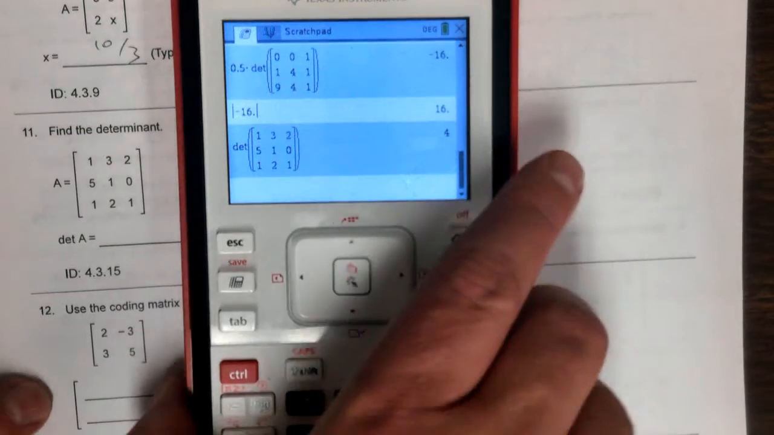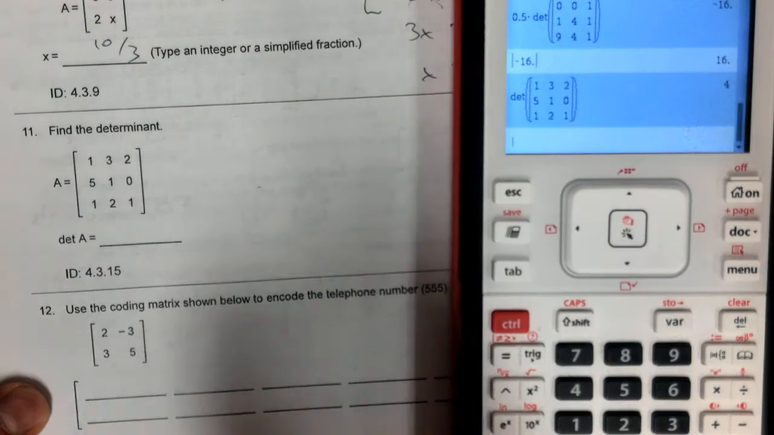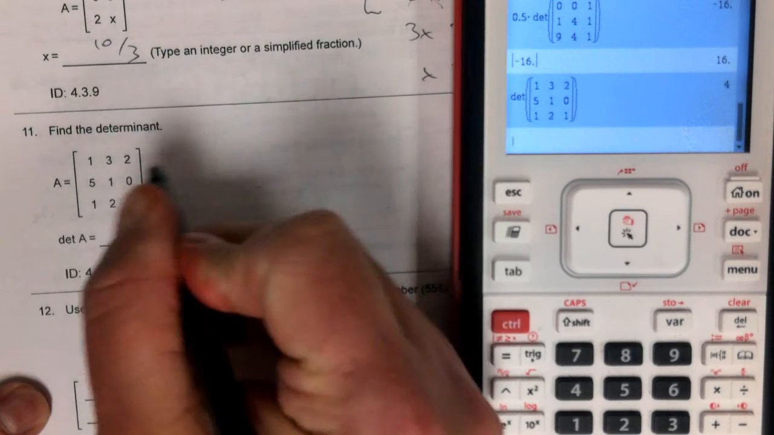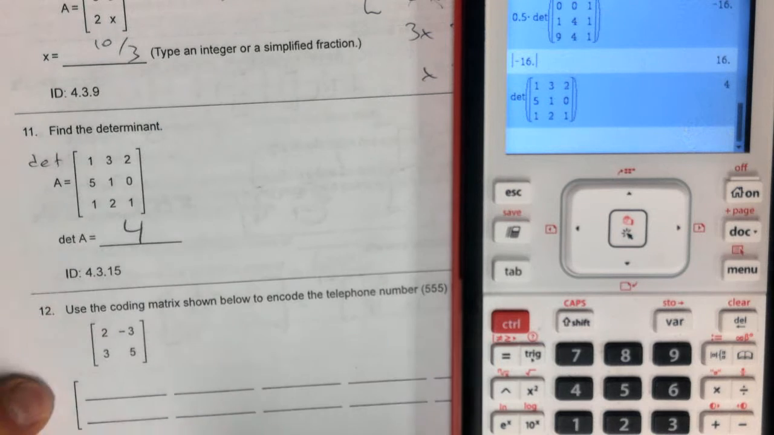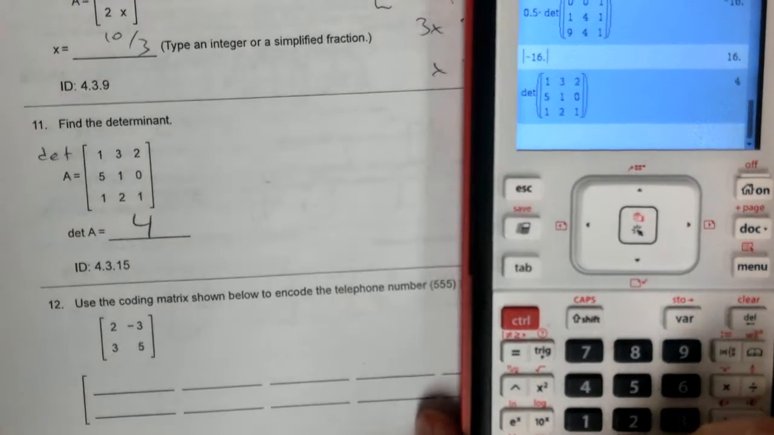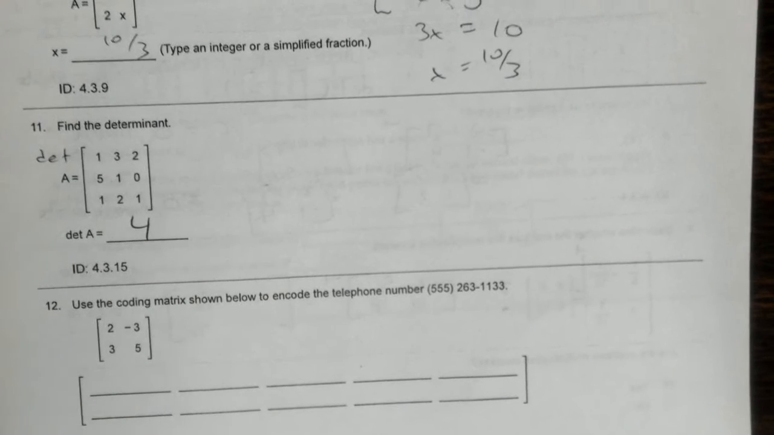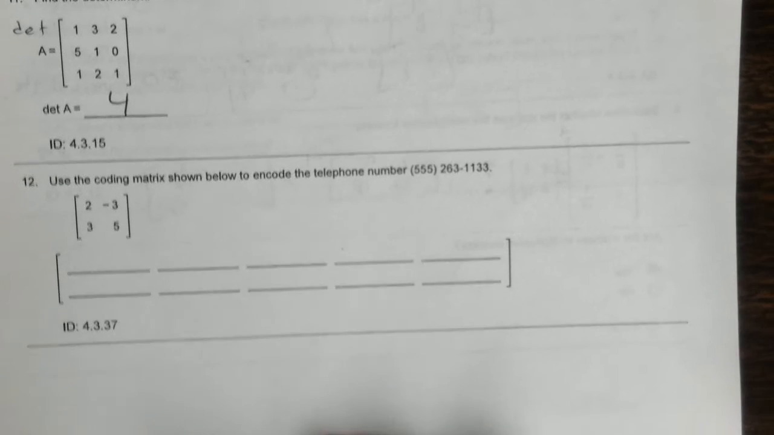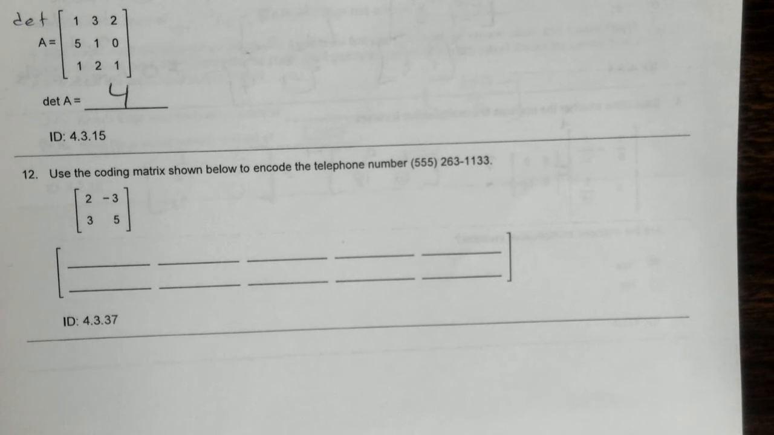And we get 4. So all you do is you put DDT. There's a much longer way on paper, but it's really not worth it unless that feature was disabled. Okay, now you have a question about the coding matrix.